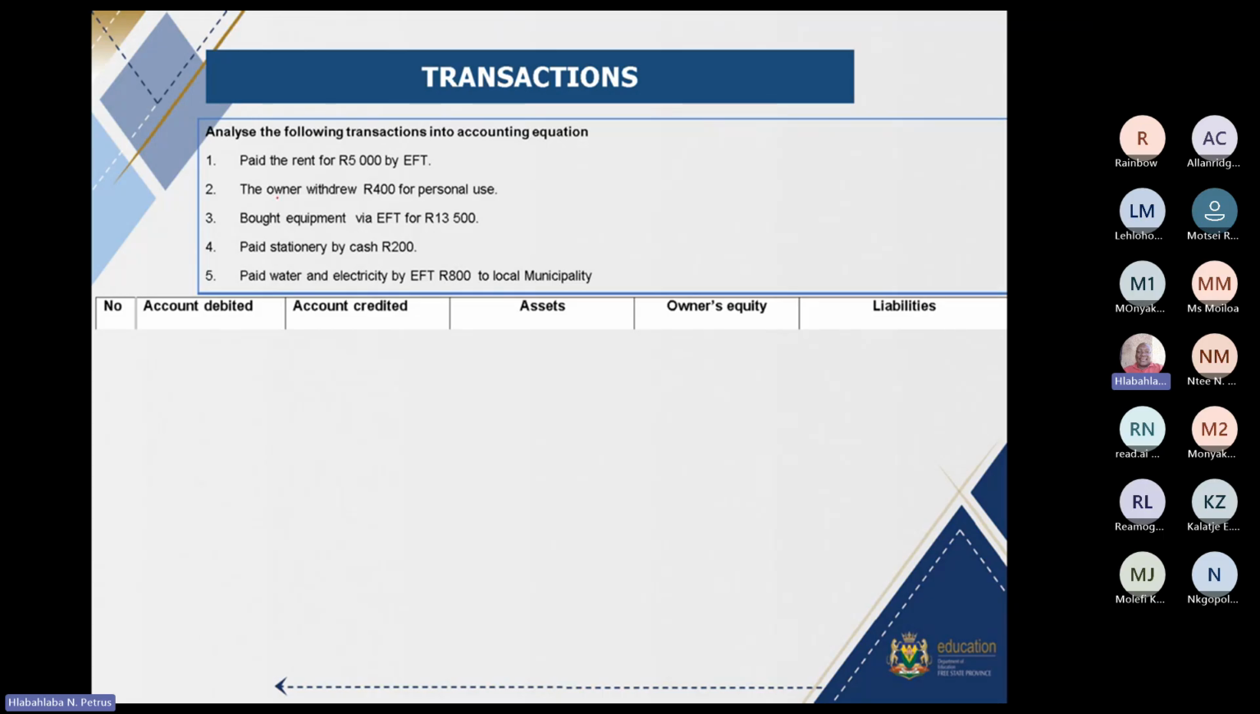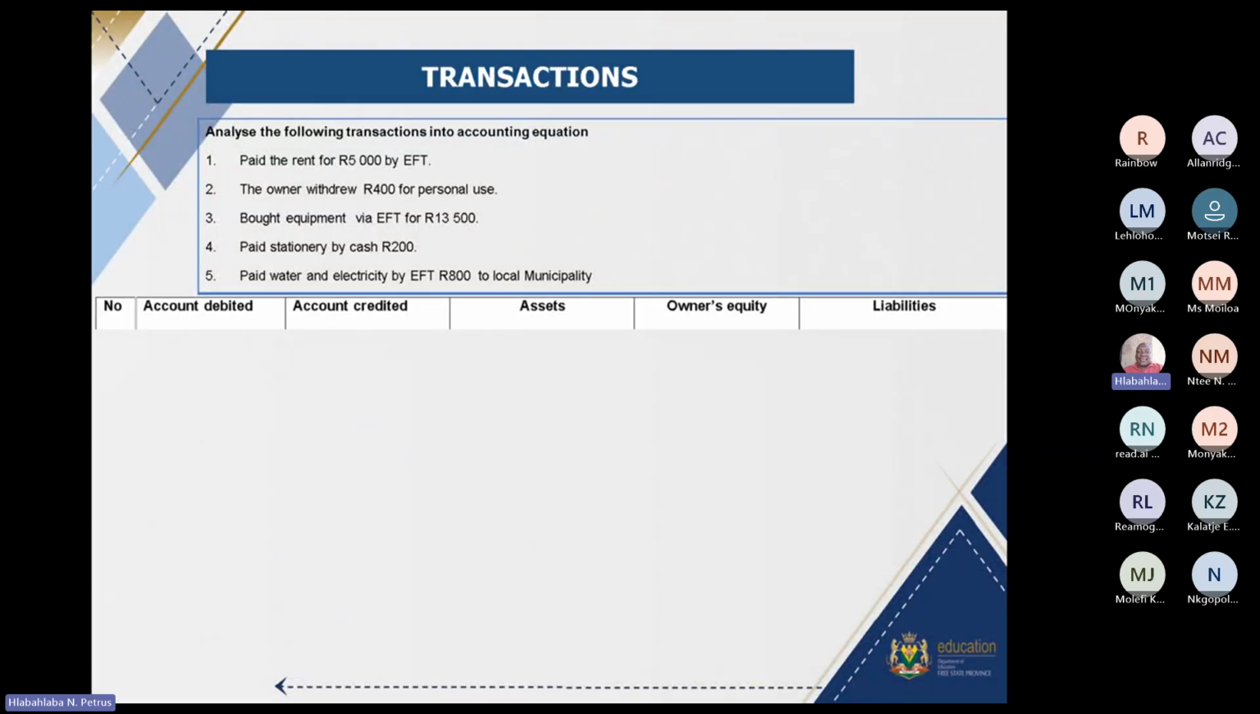It talks about the owner. I mentioned that when we were briefly discussing the basics. Number 3, bought equipment via EFT for 13,500. Number 4, paid stationery by cash. And number 5, paid water and electricity by EFT to the local municipality.